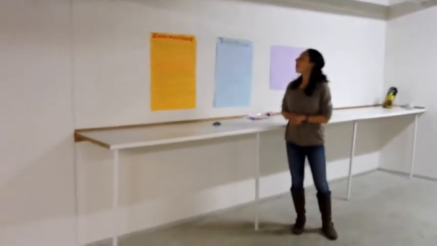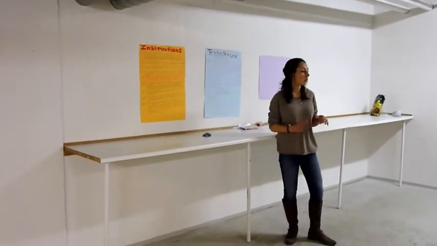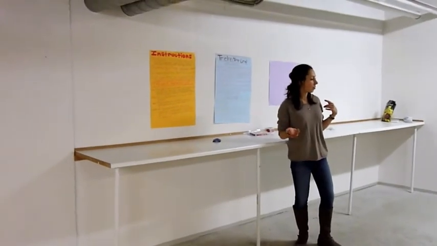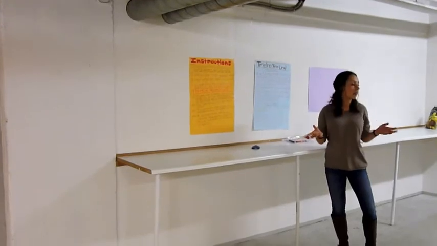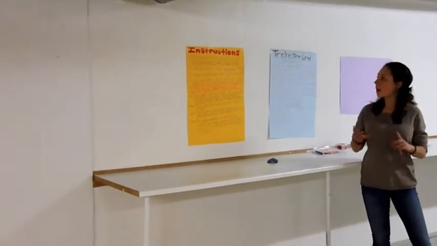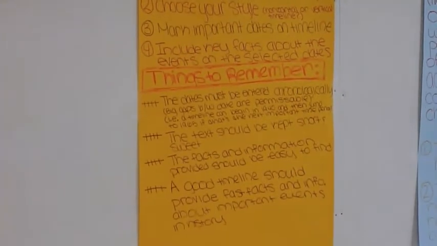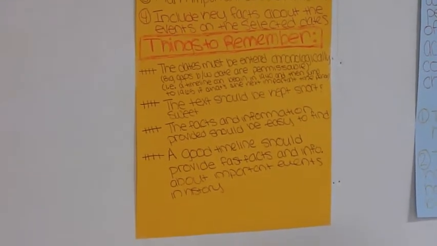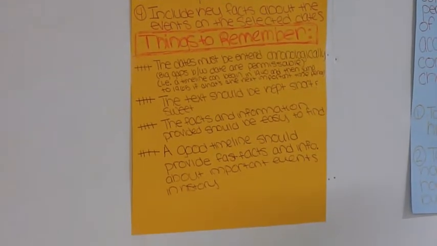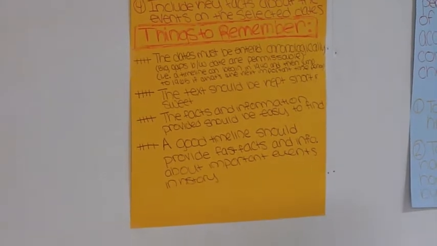You're on the mark. Okay, so basically I'm going to give you some instructions and then we're going to do an example as a class. So basically, a timeline should establish a total time span. You should choose your style, horizontal or vertical, mark important dates, and then include key facts about the events on the selected dates. These things to remember, you could just refer to them on your own if you need help along the way.